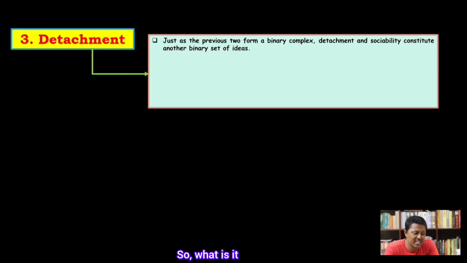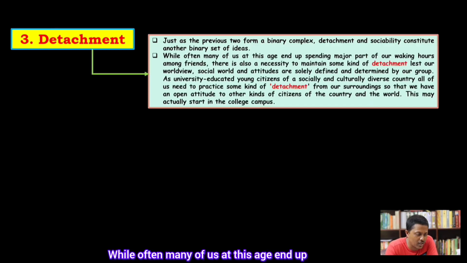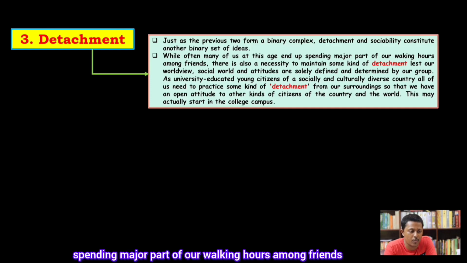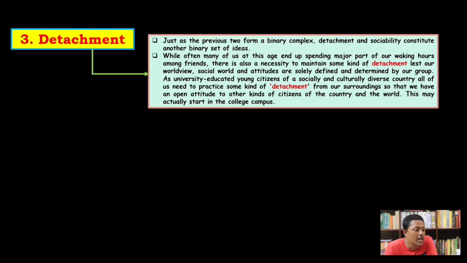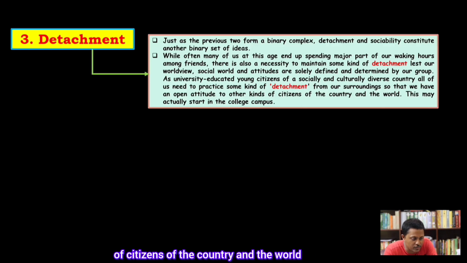Moving on to the third, detachment. So what is it? Just as the previous two form a binary complex, detachment and sociability constitute another binary set of ideas. While many of us at this age end up spending a major part of our working hours among friends, there is also a necessity to maintain some kind of detachment, lest our worldview, social world, and attitudes are solely defined and determined by our group. As university-educated young citizens of a socially and culturally diverse country, all of us need to practice some kind of detachment from our surroundings so that we have an open attitude to other kinds of citizens of the country and the world.